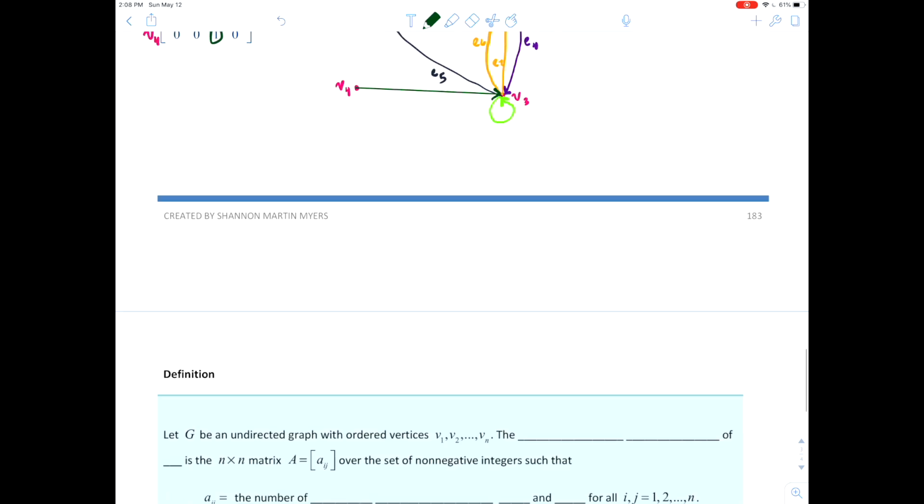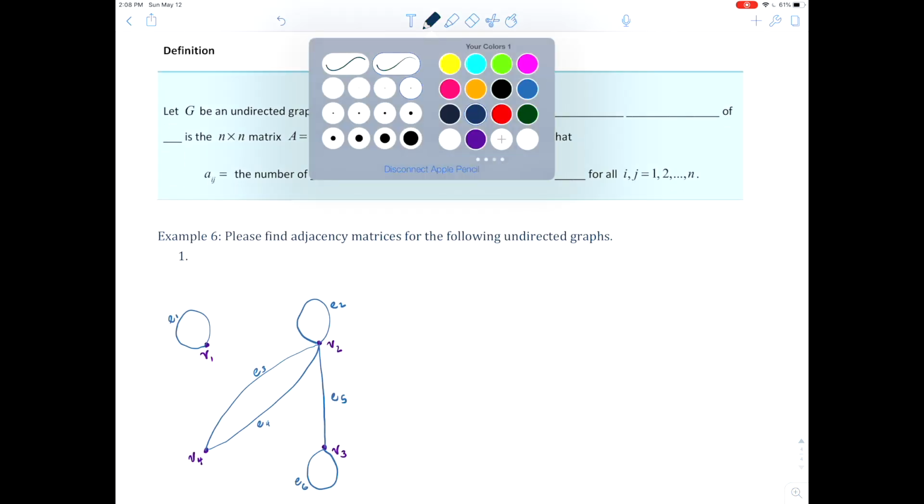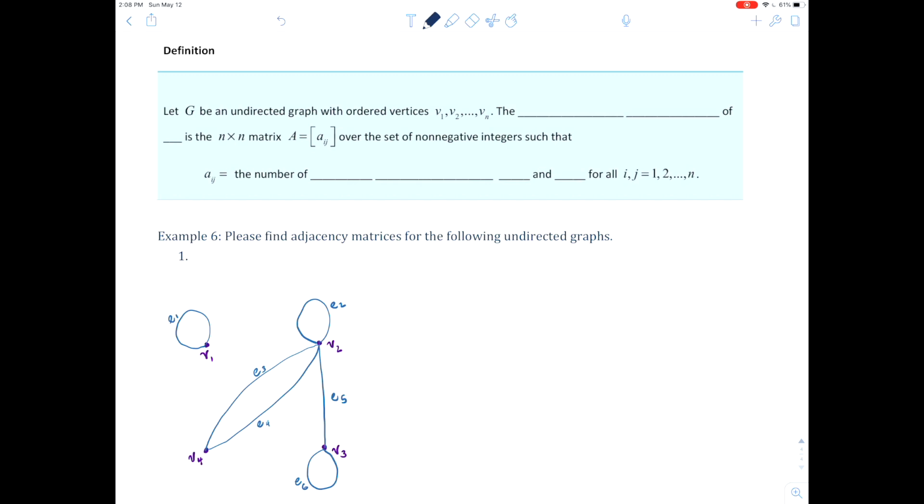All right. So next up, here's another definition. G is an undirected graph with ordered vertices V1, V2 down to Vn. So the adjacency matrix of G is the n by n matrix A equals Aij over the set of non-negative integers such that Aij equals the number of edges. So this is more general. Number of edges connecting Vi and Vj for all i and j equal to 1, 2, down to n.